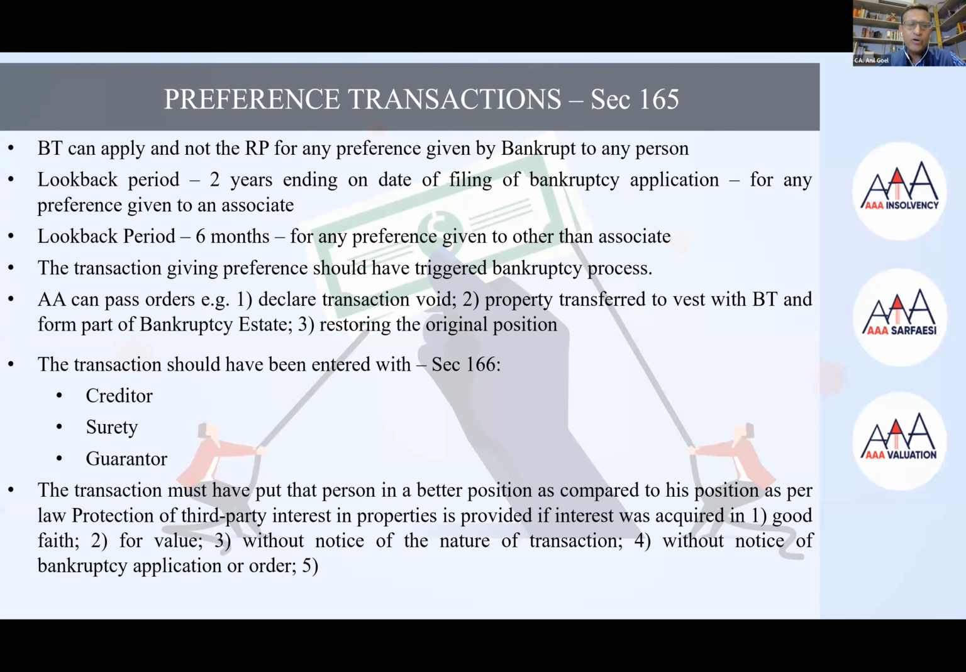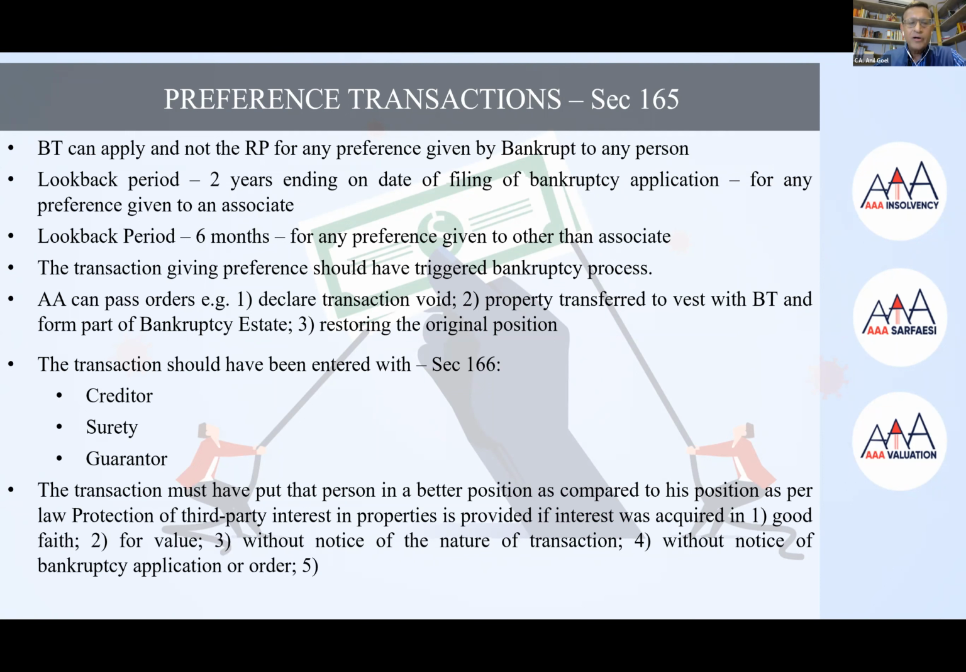This also has a clause: the transaction giving preference should have triggered the bankruptcy process. As I said, that will lead to a lot of litigation because it is very difficult to understand which preference transaction has triggered the bankruptcy process. Judicial pronouncements will come, and only then will it be seen. So again, what are the transactions of a preferential nature? That is provided in section 66.